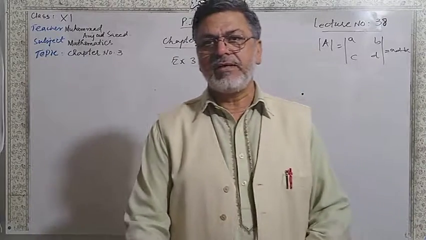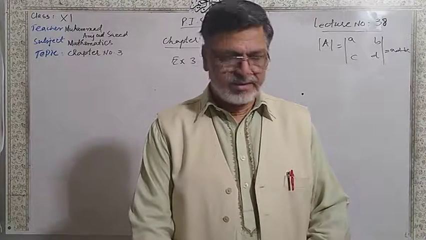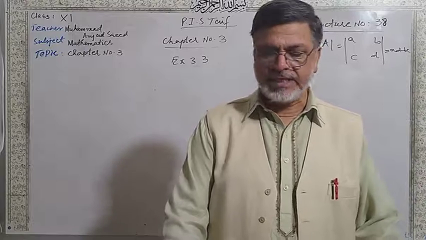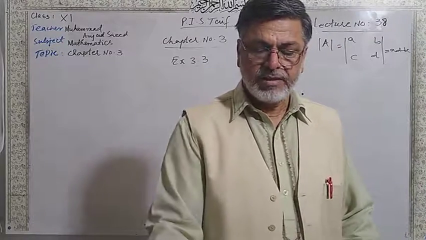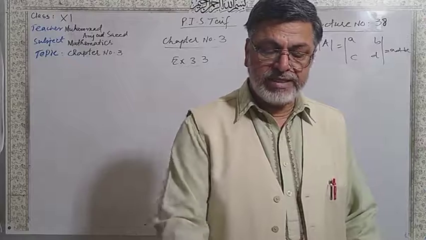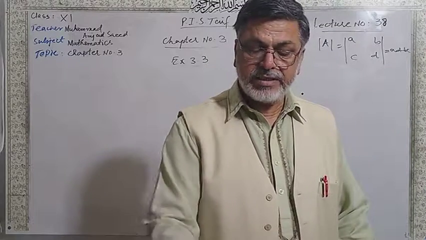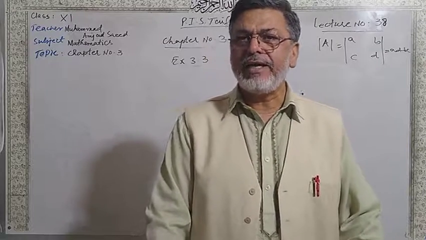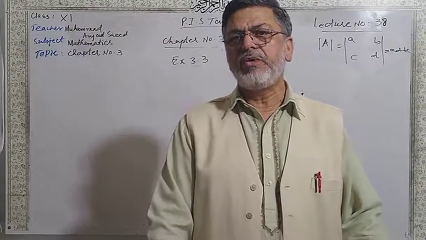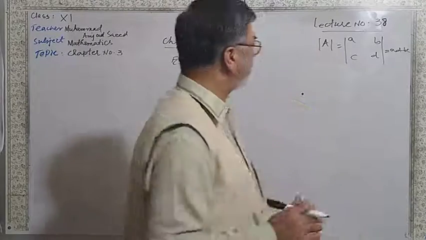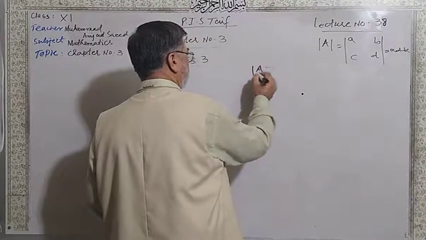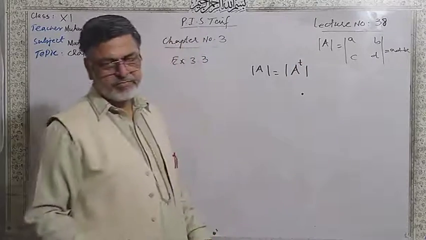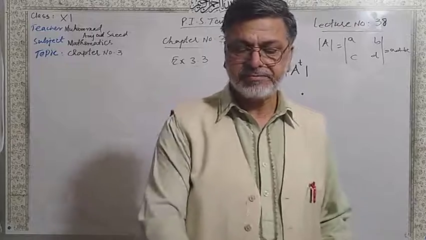Before we start our lecture number 38, I want to discuss the properties of determinants, which are very important. I already told you in the previous lecture that if we take the determinant of A and its transpose, both will be equal. It means that determinant of A is equal to determinant of A transpose. Answer is C.